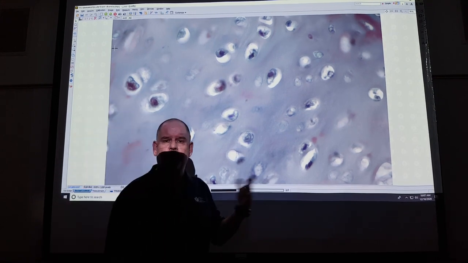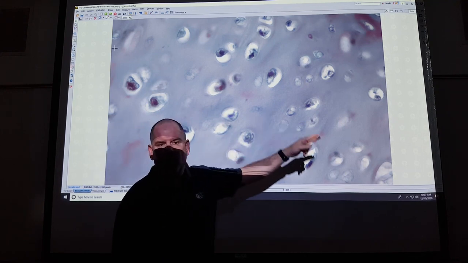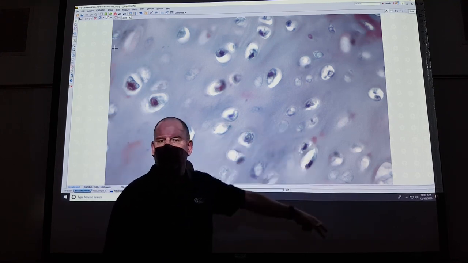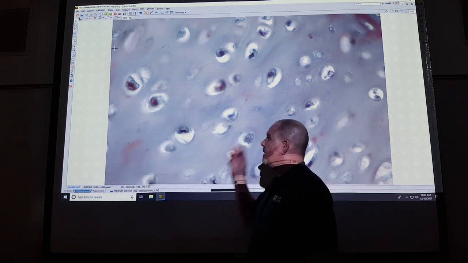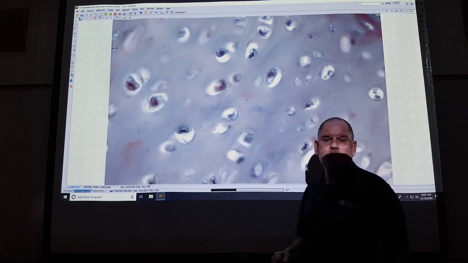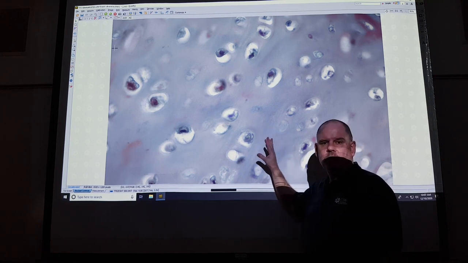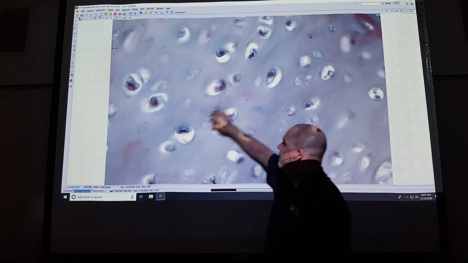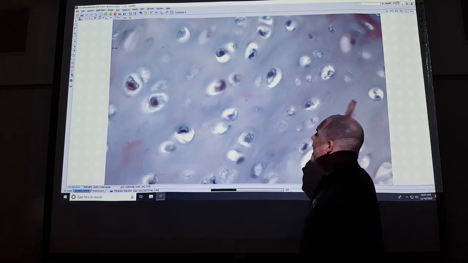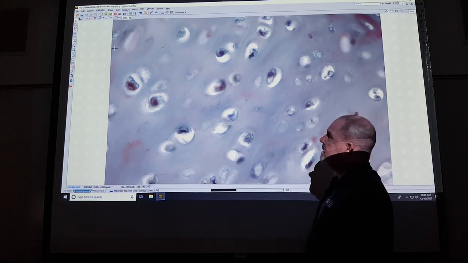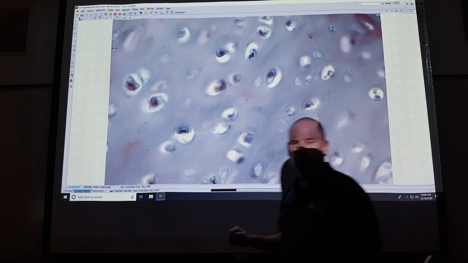Now, as you look at different preparations of this tissue, you might see some that are a little more red, some that are a little more blue, some that are a little more green. This is one of the few times that the tech gets to be creative when preparing these slides. So I've seen these all sorts of different colors. So focus on the eyeball-looking chondrocytes in their lacunae and the fact that you do not see any distinct fibers in this tissue, hyaline cartilage.